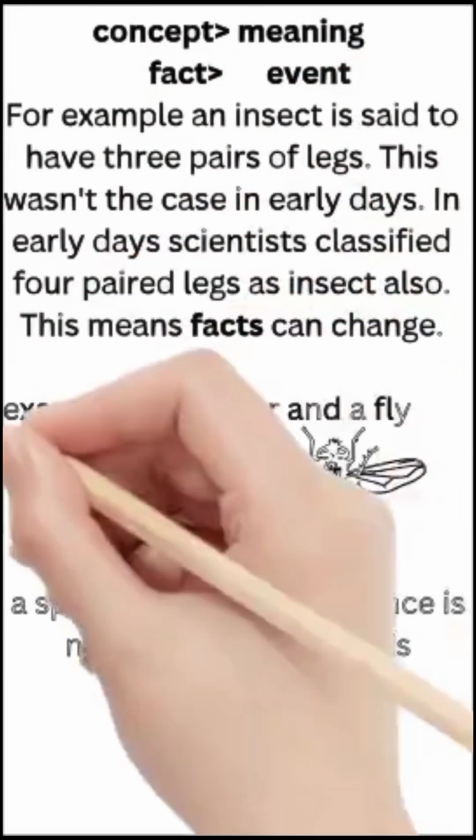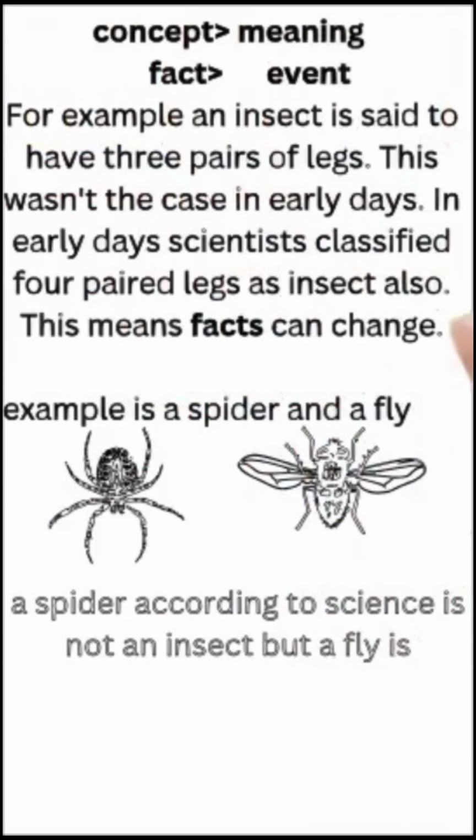For example, an insect is said to have 3 pairs of legs. This wasn't the case in early days. In early days, scientists classified 4-paired legs as insect also. This means facts can change. Example is a spider and a fly. A spider, according to science, is not an insect, but a fly is.